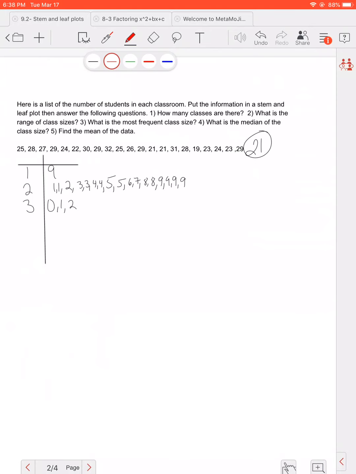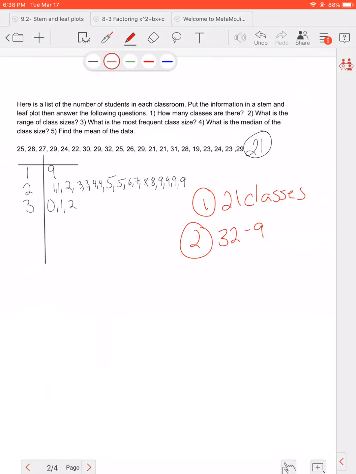It says, how many classes are there? Well, conveniently, we just did that, right? Checking ourselves, there are 21 classes, and we should always have a nice little label here. Number 2, it says, what is the range? Take a second. How do we find the range of data? As we learned the other day, we're going to do biggest minus smallest, and 32 minus 9.